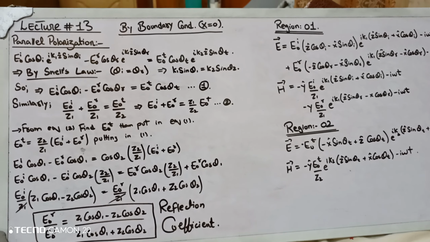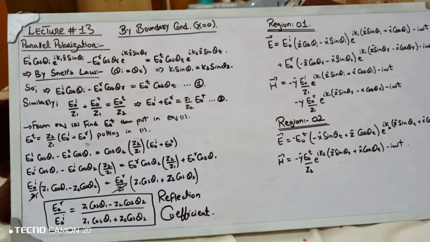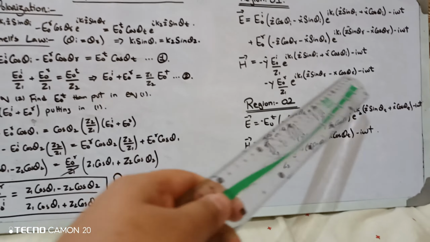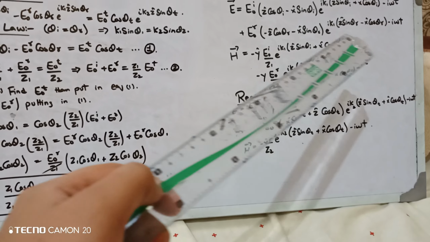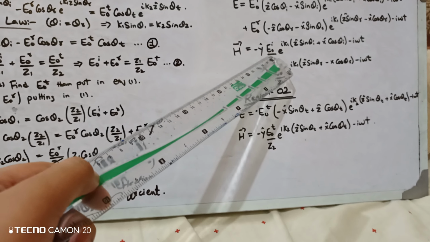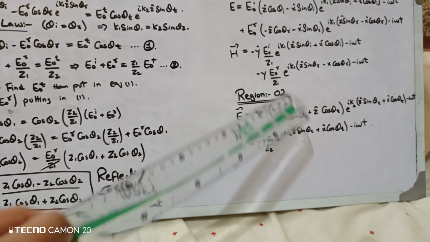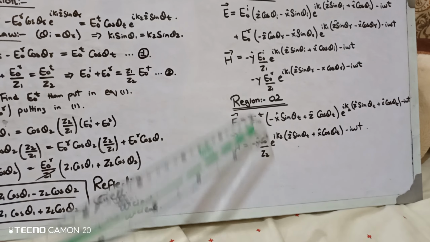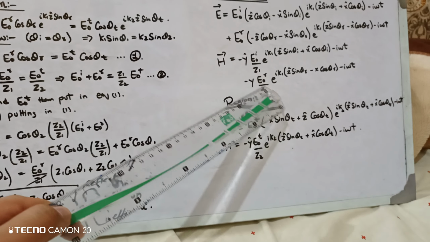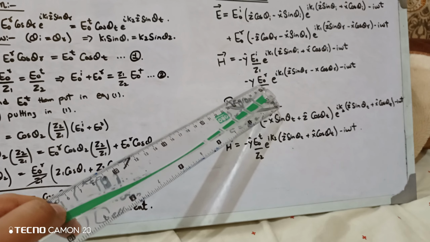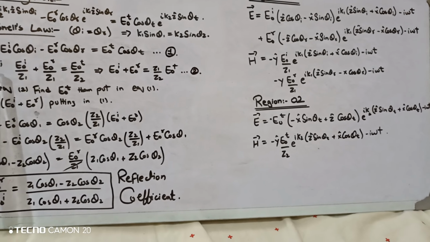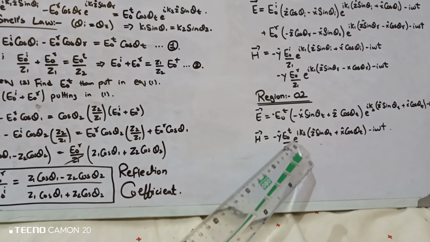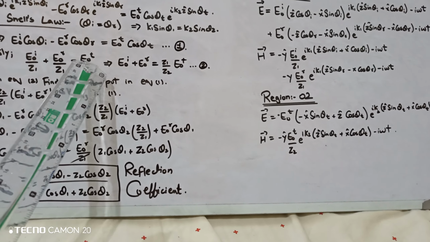Okay, now you can apply the same boundary conditions on the magnetic field. So for the magnetic field, when you put x equals 0, you will only be left with minus y, minus y is here, minus y is here, and minus y is here. You can take minus y common from here, it easily cancels with this, so you will only be left with E naught i by z1 plus E naught r divided by z1 equals E naught t divided by z2.